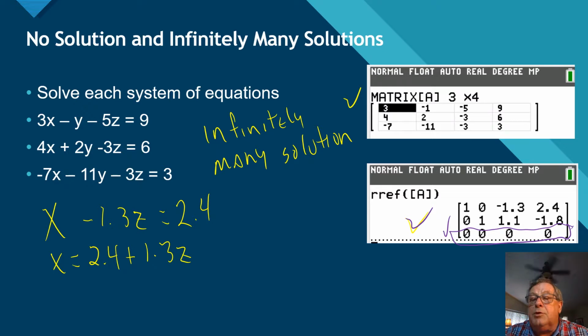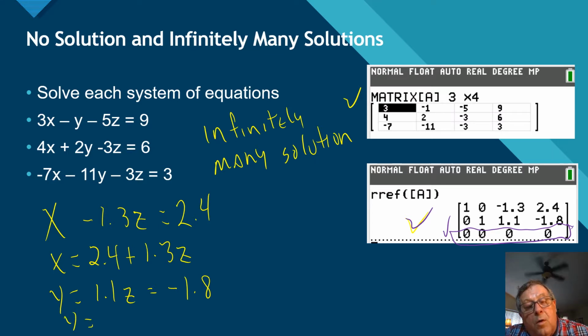All right, well, what about row 2? Well, there's no x, 0x, but I got 1y plus 1.1z equals minus 1.8. And again, if I solve for y, then I'm going to have y equals negative 1.8 minus 1.1z. So how do I express my answer in this case?